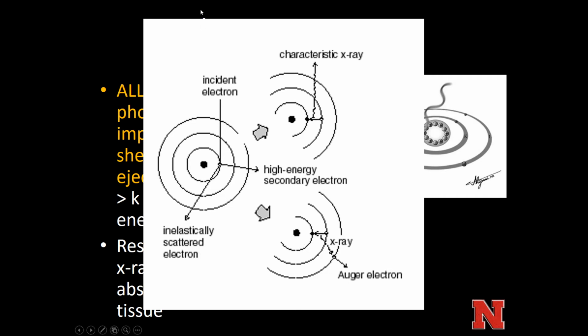So again, you have an incident photon. It can knock an inner shell electron all the way out of the inner shell orbit. Then one of the higher energy secondary electrons falls down into the inner electron shell, by definition the K shell. And then a characteristic X-ray can be released.